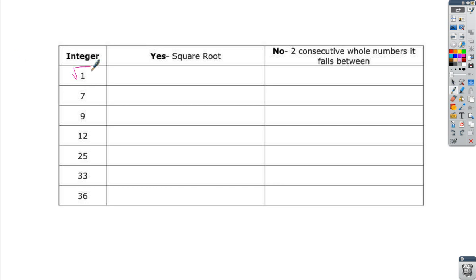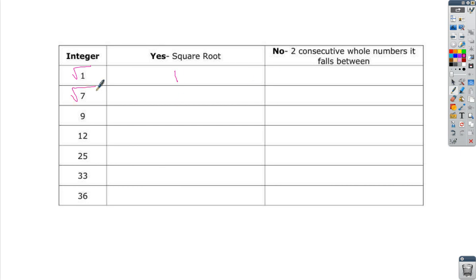We need to find the square root of 1. Can we multiply anything times itself to get to 1? Well, 1 times 1 equals 1. So yes, we can take the square root, and the square root of 1 will be 1.